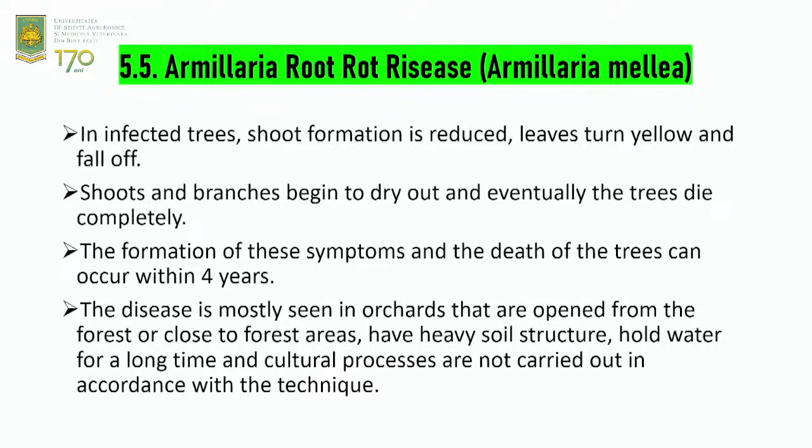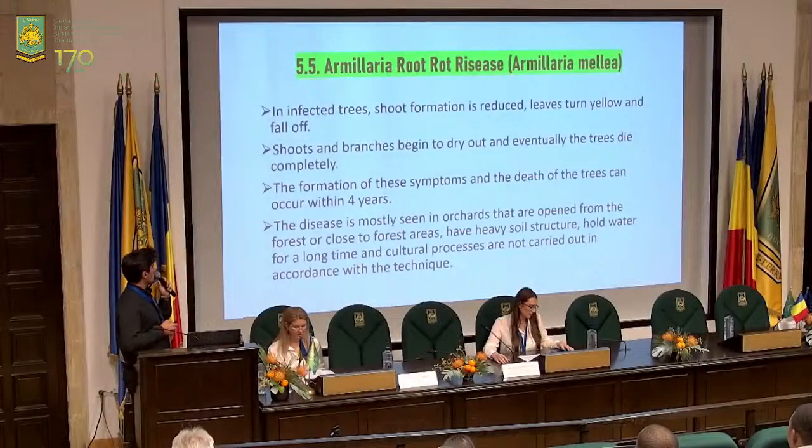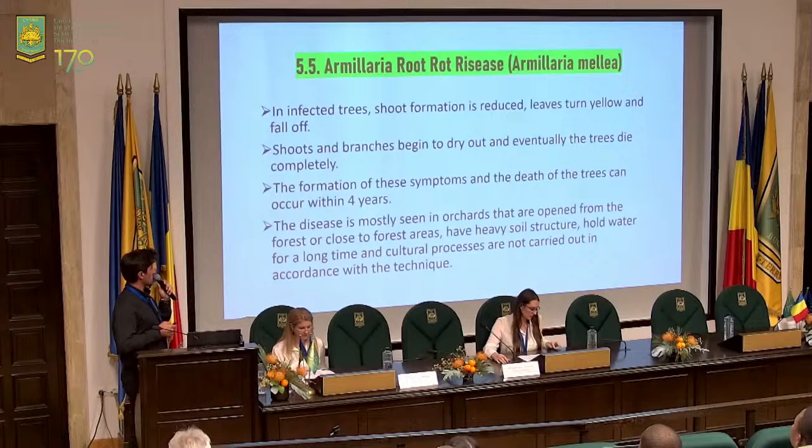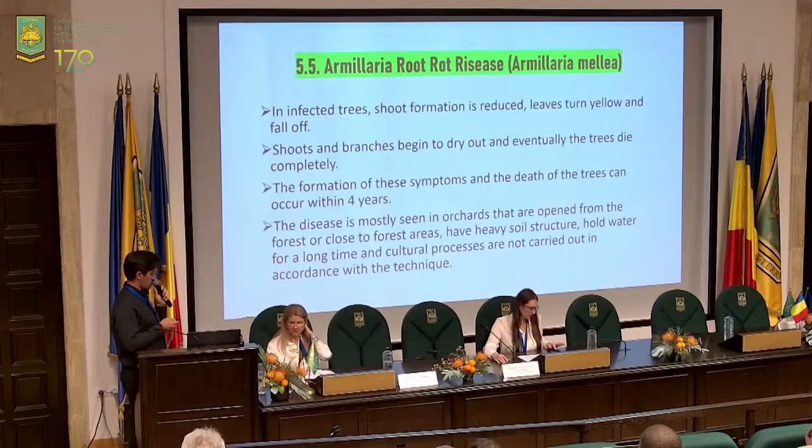Armillaria mellea. In infected trees, fruit formation is reduced, and leaves turn yellow and fall off. Shoots and branches begin to dry out and eventually the tree dies completely. The formation of disease symptoms and death of the trees can occur within 4 years.